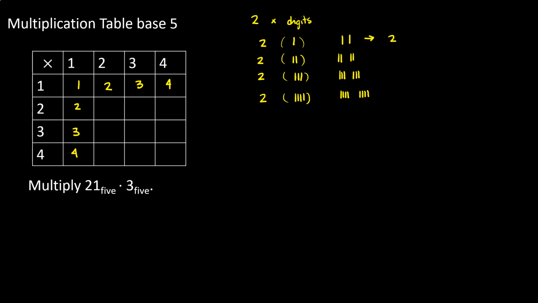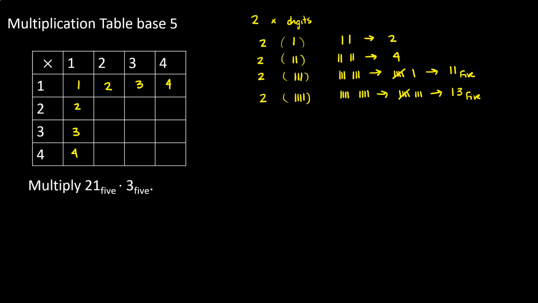So 2 tally marks is still 2. 2 groups of 2 tally marks, that becomes 4. 2 groups of 3 tally marks, well, that's enough to make a group of 5 with 1 extra left over. In base 5, that looks like 1 group of 5, 1 single, or 1, 1, base 5. 2 groups of 4 tally marks, that's enough to make a group of 5 with 3 units left over. That looks like 1 group of 5 with 3 singles.